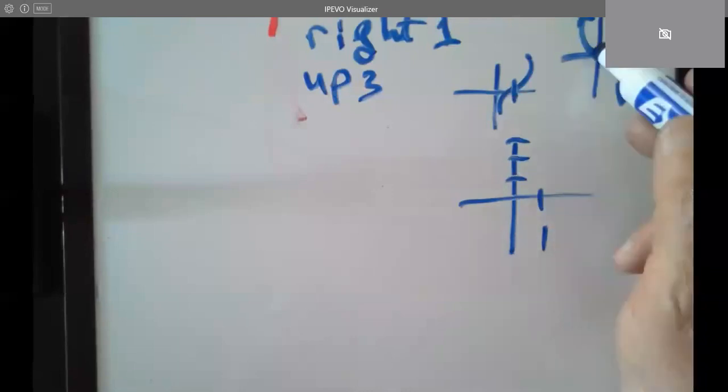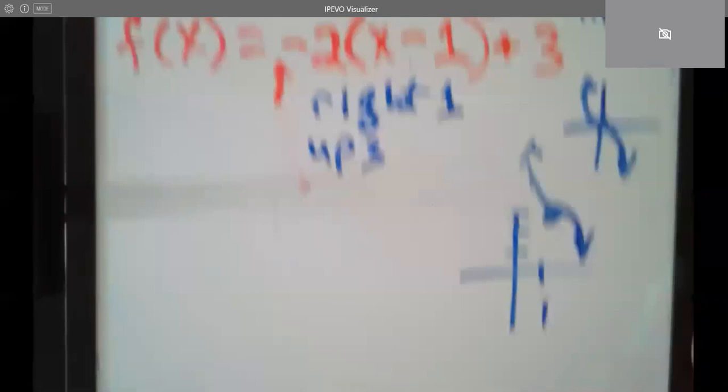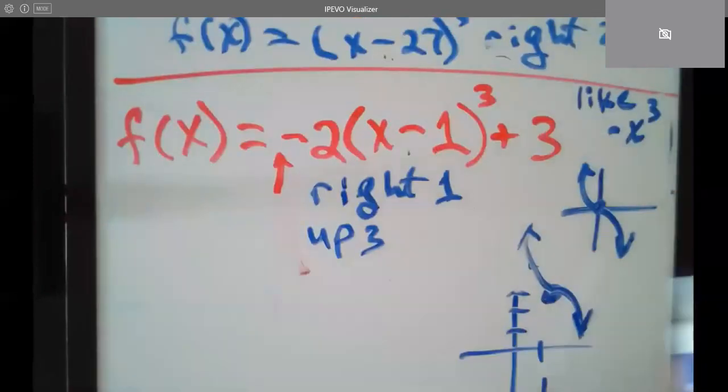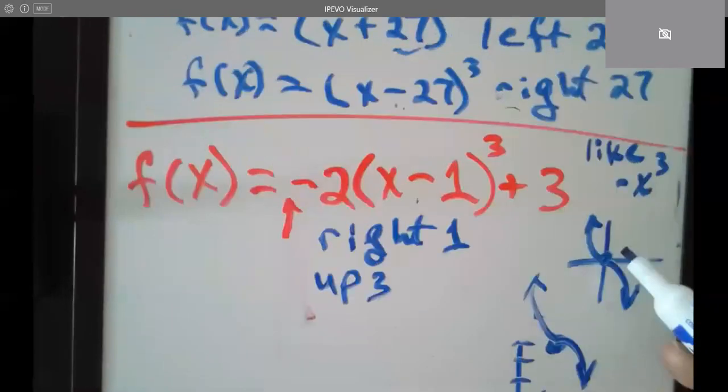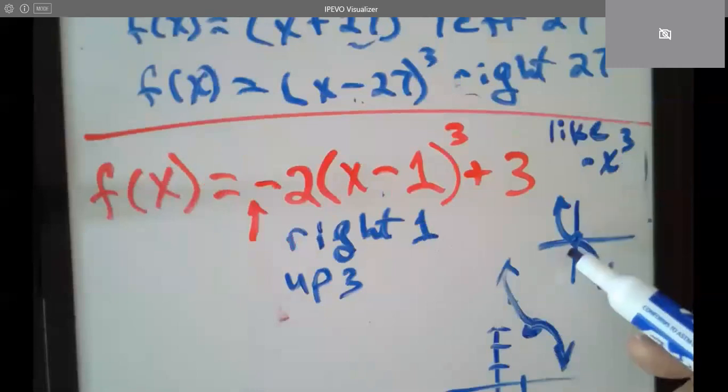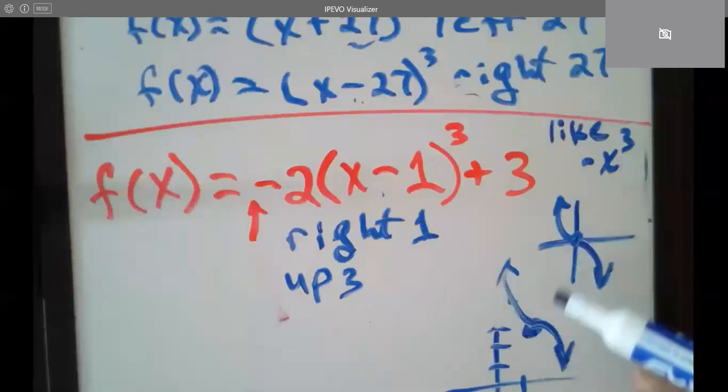So this, oops, no, it's the other way. This way. So now right 1, up 3. So it's up here. And it's going to go up to the left, down to the right, because it's negative. So that's why it helps to start with the parent graph, the end behavior first, because it's easier to figure out. And then once you get the end behavior, the shifting part is easier. Okay? Questions with that?